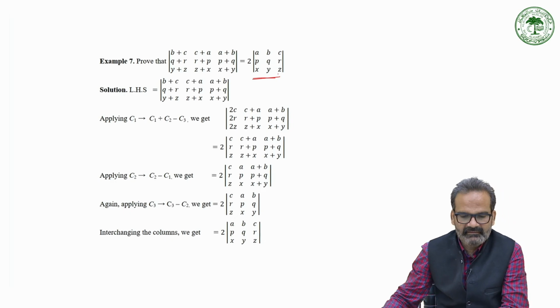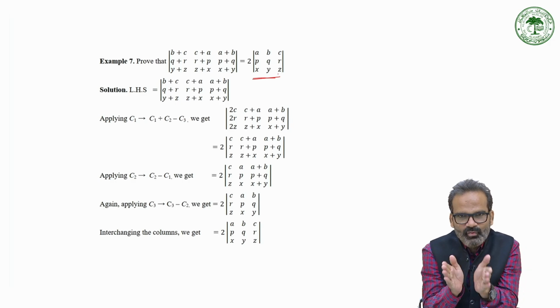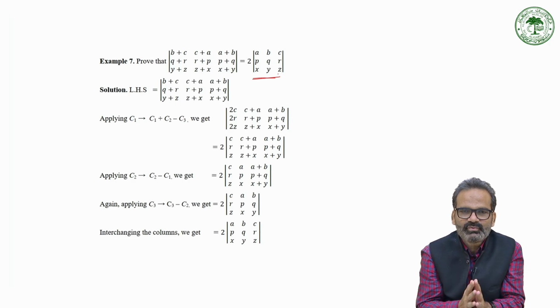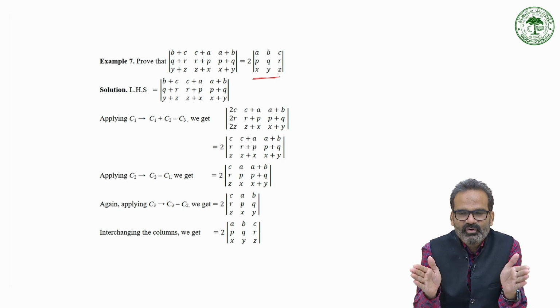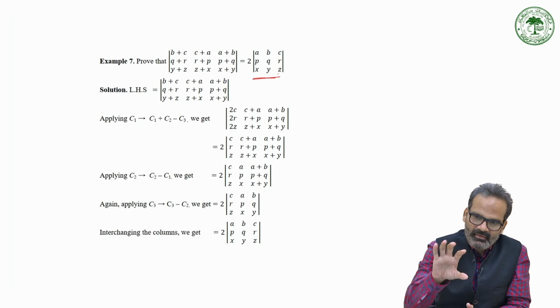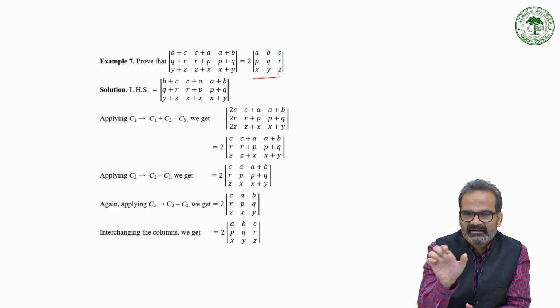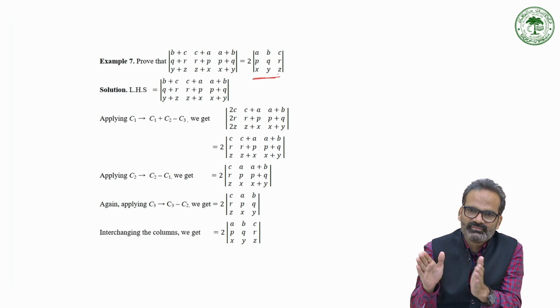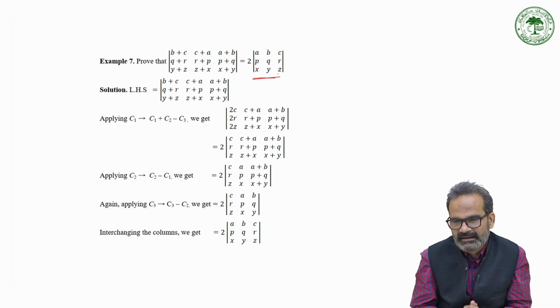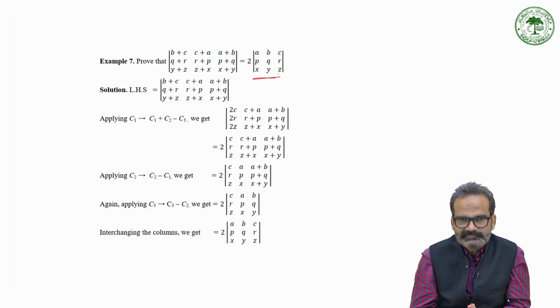See here, we know a property of the determinant that if any column or any row of a determinant is the sum of two numbers, then we can decompose that determinant into a sum of two determinants, right? Any row or any column of a determinant is a sum of two numbers, then the given determinant can be decomposed into a sum of two different determinants. So, we can use this property here to prove this result.